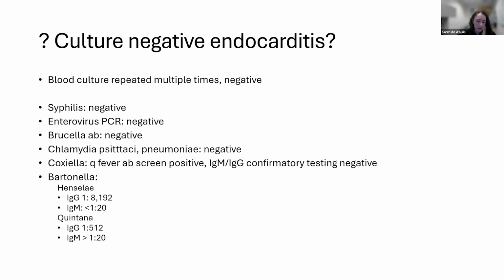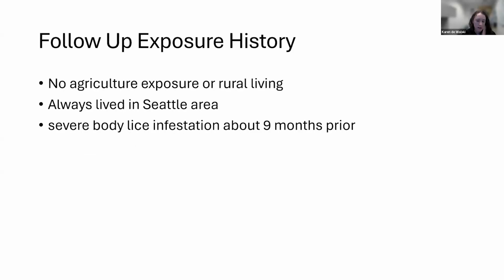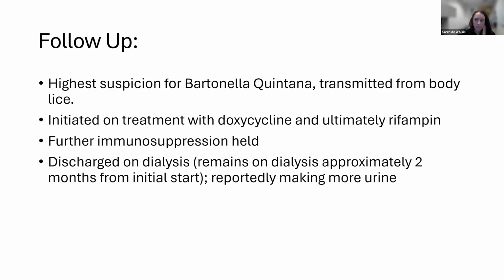And at this point, we were pretty suspicious that this was a Bartonella quintana infectious endocarditis with an immune-related GN or infection-related GN. And a bit further exposure history with these findings. Again, he never had any agricultural exposure, which would put him at risk for Coxiella. He'd always lived here, but he actually had a severe body lice infestation about 9 months prior to this. And that is how Bartonella quintana is transmitted. So it's actually quite consistent with the history.